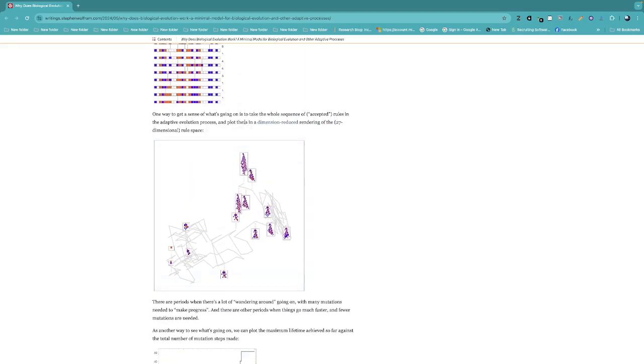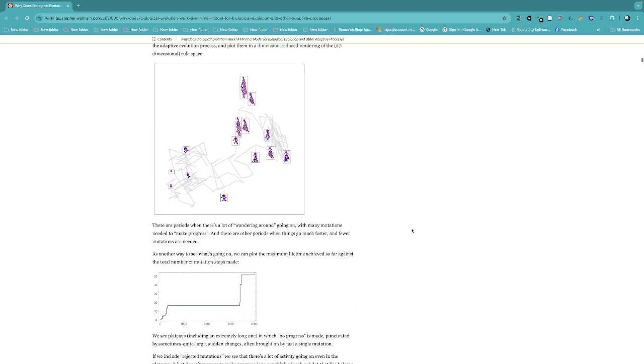So he goes through a lot of this, and then he talks a little bit about this dimension-reduced rendering of the 27-dimensional rule space. So he sets these rules in a rule space and builds this network of rules. And basically the idea is your phenotype will sojourn through this space, through these different conditions. And there are periods when there's lots of wandering around going on, with many mutations needed to make progress. And there are other periods when things go much faster and fewer mutations are needed.